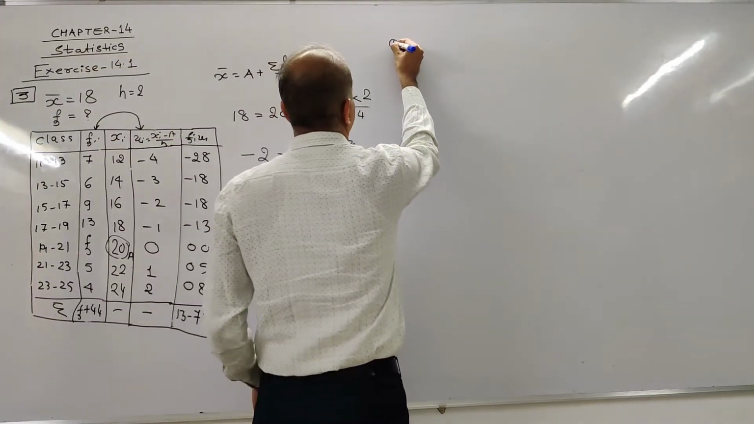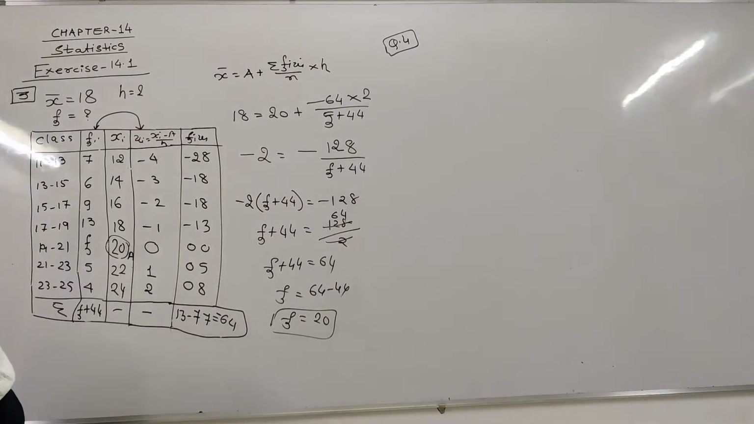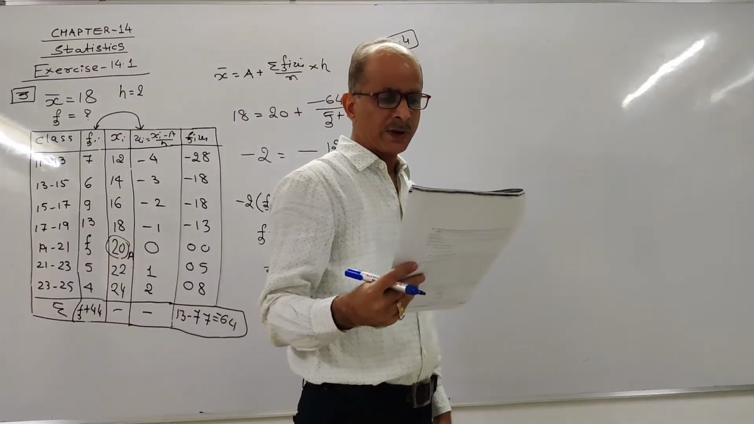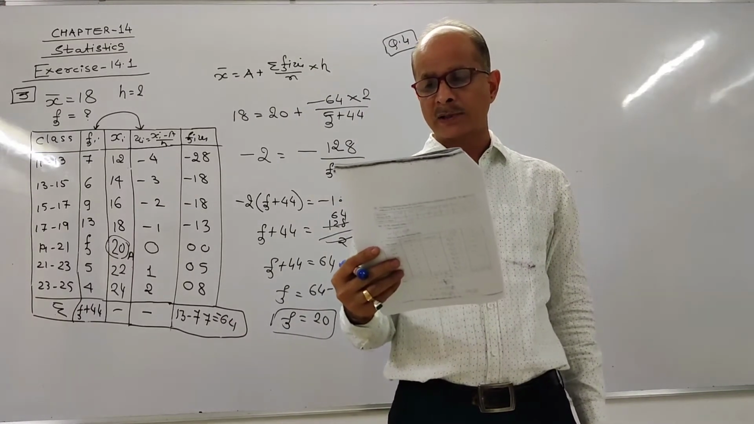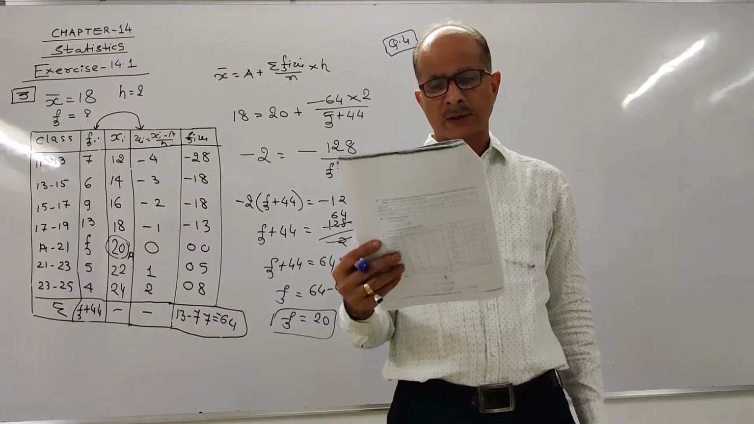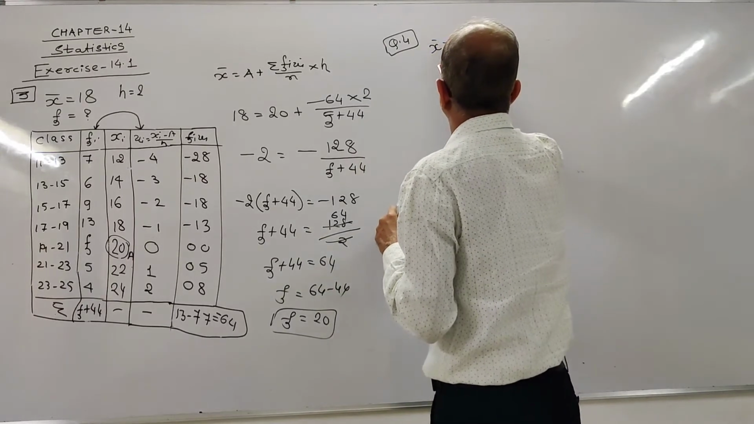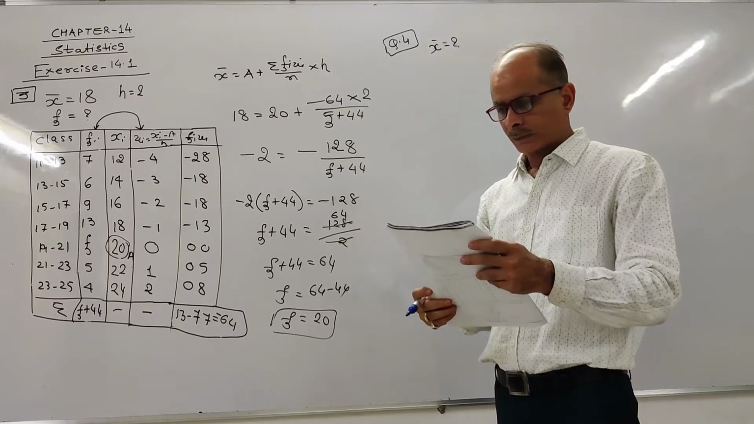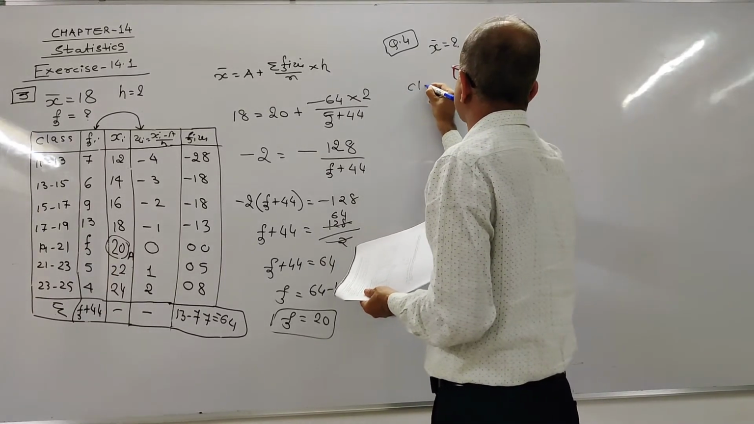Now let me start example number 4 of your exercise number 14.1. Well, let me read this example. 30 women were examined in a hospital by a doctor, and the number of heartbeats per minute were recorded and summarized as follows. Find the mean heartbeat. So your question is to find out the mean heartbeat for women using a suitable method.